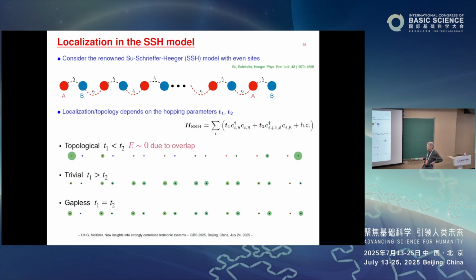This can be shown. And you see the energy is roughly 0 because if the chain is not very extended, this wave function decays exponentially, so there's still some finite overlap, which means the energy doesn't go exactly to 0. So if you make this very long, then of course the energy goes to 0. Now, however, if T1 is bigger than T2, you have this trivial state, and then there's this gapless state if T1 is equal to T2. So that is well known. I don't have to discuss that in detail.